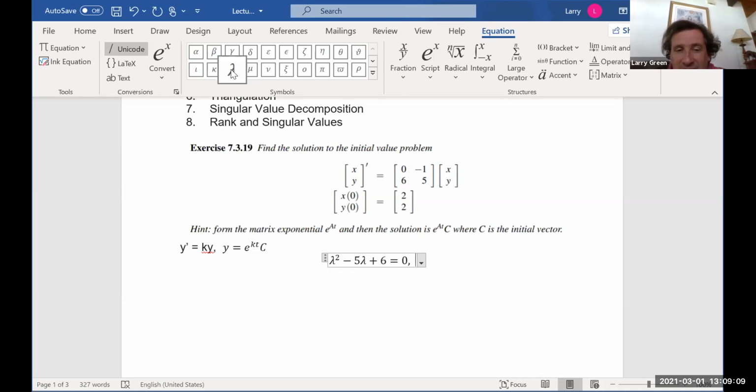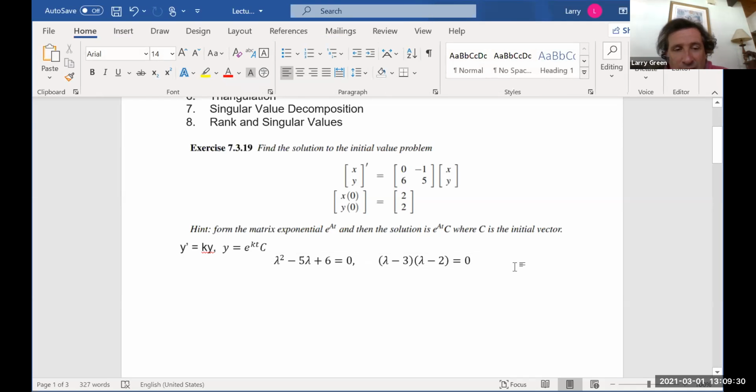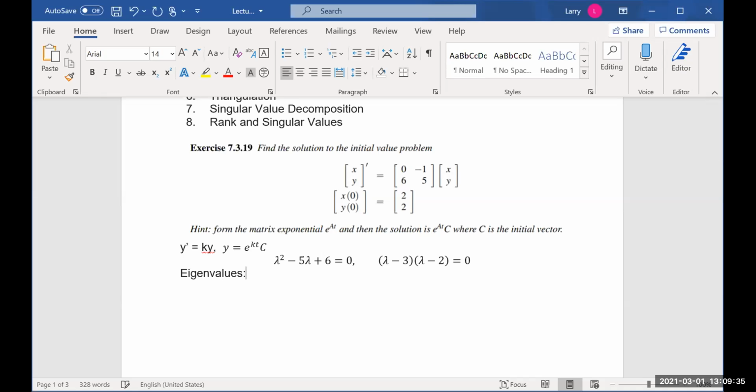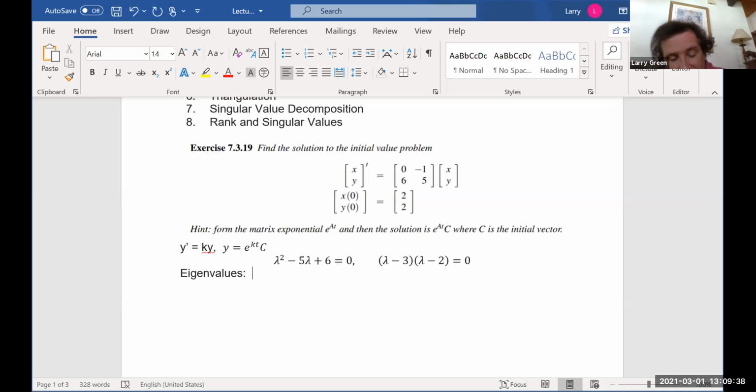And they're very nice to us because this factors beautifully. So hopefully you can factor this in your sleep also. It's lambda minus 3, lambda minus 2, equals 0. So what are the eigenvalues? 3 and 2. Yeah, so 3 and 2. I'm going to write 2 and 3 just in numerical order. It looks a little better. Any questions so far? Easy enough?